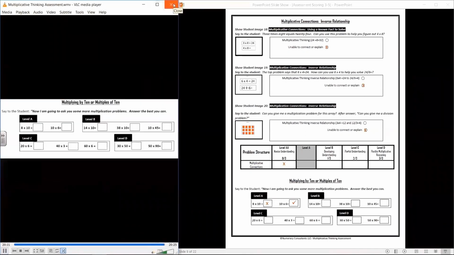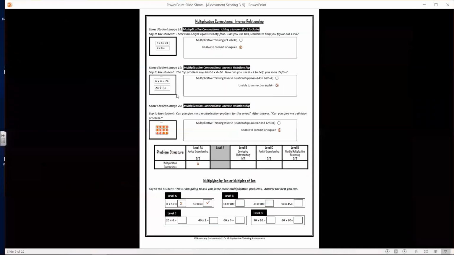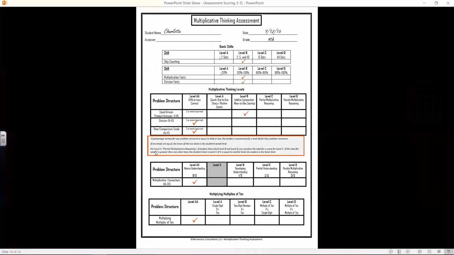All right, and that was the last part of the multiplicative thinking assessment. This assessment can go pretty quick. If students do really well, they can get through it really, really fast. Okay. So now what we would do is go back to your final sheet, and your final sheet would be filling out that front sheet.